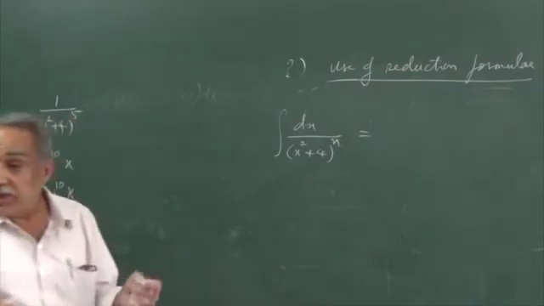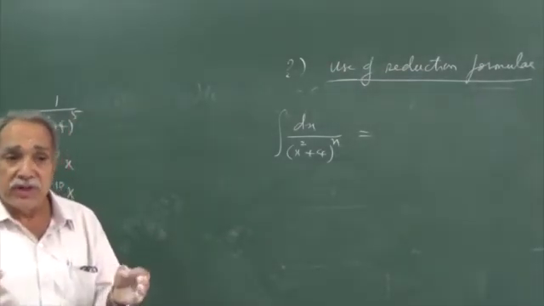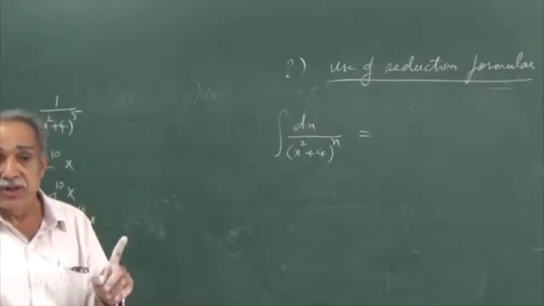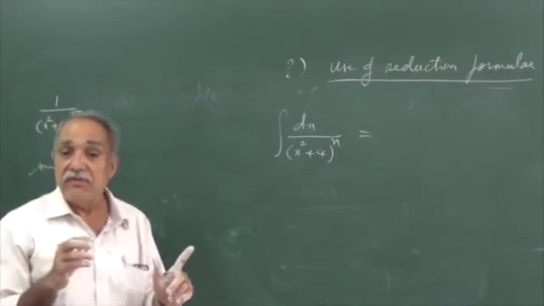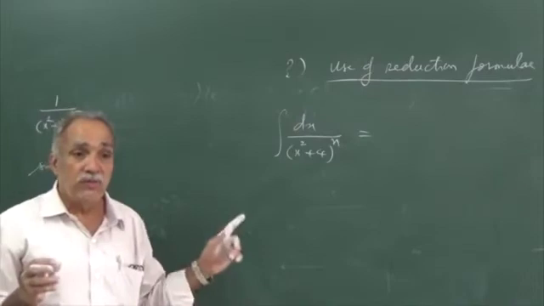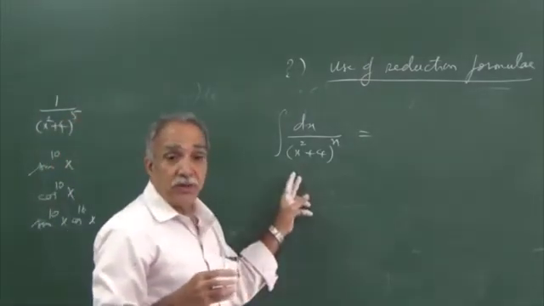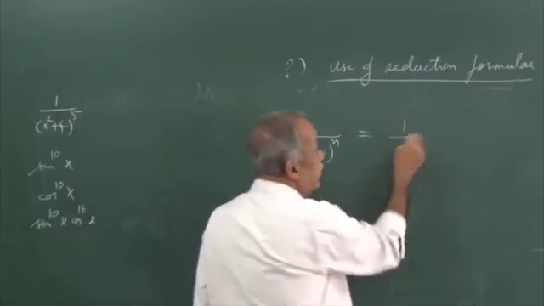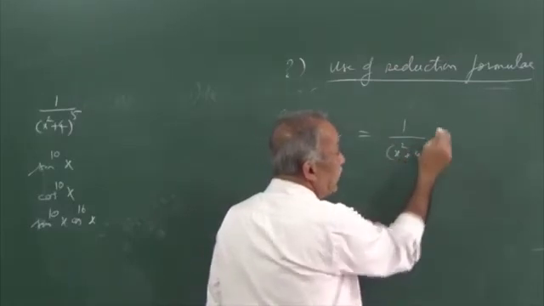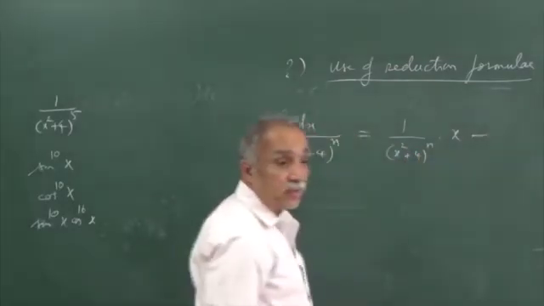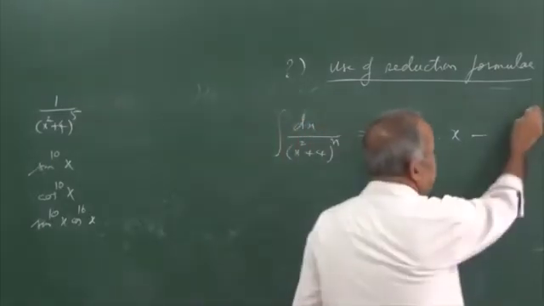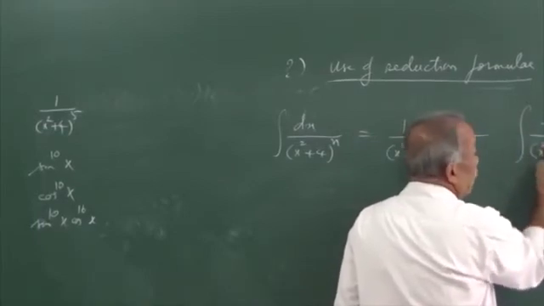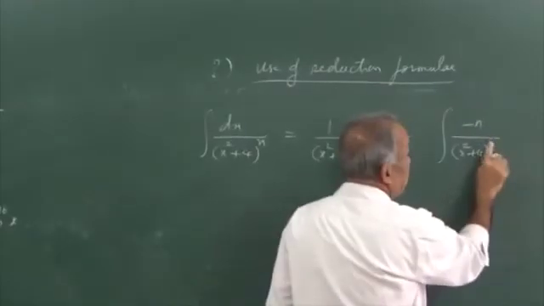I will apply the method of integration by parts. Most of the reduction formulae are derived by applying the same rule of integration by parts. In most of the cases, deriving a reduction formula depends on the rule of integration by parts. Here also I will apply that only, taking 1 as one of the functions. First function, 1 by x square plus 4 to the power n, integral of the second x. Second is 1, minus integral of derivative of the first, minus n into x square plus 4 to the power minus n minus 1.